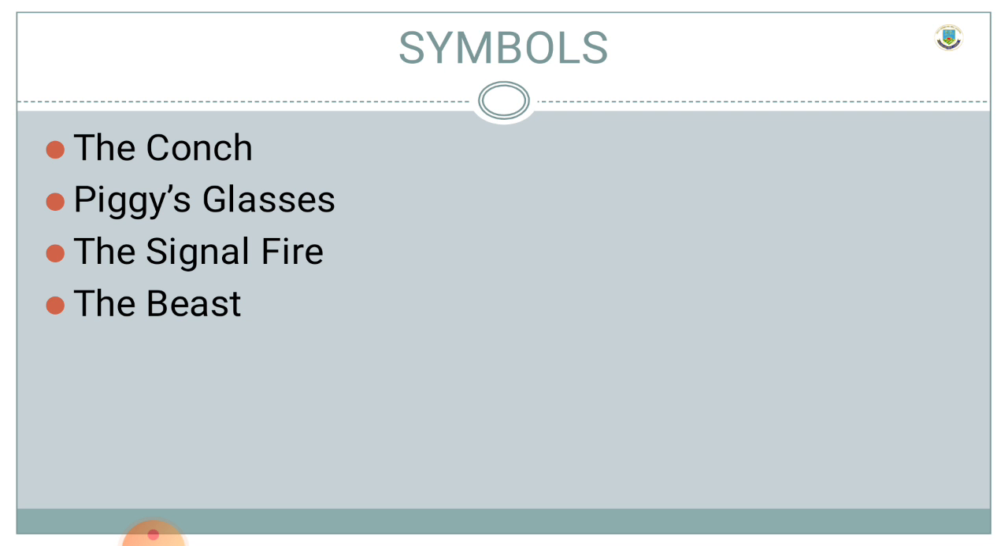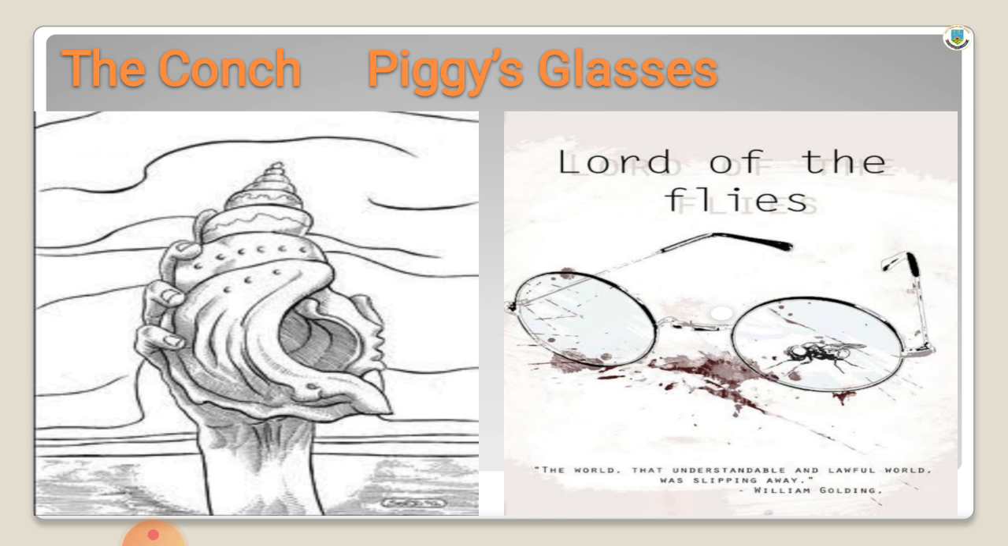We have next, Piggy's glasses. Piggy comes across as the most intelligent and rational among the boys on the island. His glasses represent the power of science and intellectualism in society. The boys use the lenses to start the fire. Later, Jack's hunters steal the glasses to make fire, and Ralph's group is left helpless.